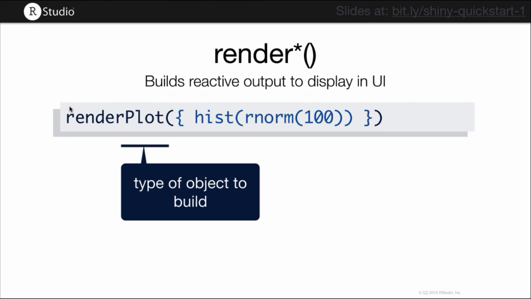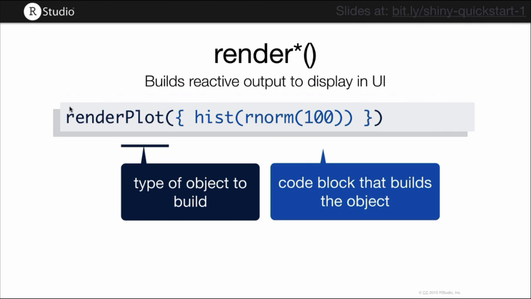The next argument of the render functions is a code block of R code that builds the object you want to make. So we know this code here will build us a histogram to render as an HTML object in our Shiny graph. I'm putting braces around the code to pass it as a unified code block. What the braces let me do is put as many lines of R code as I want into the same code block to pass to renderPlot.